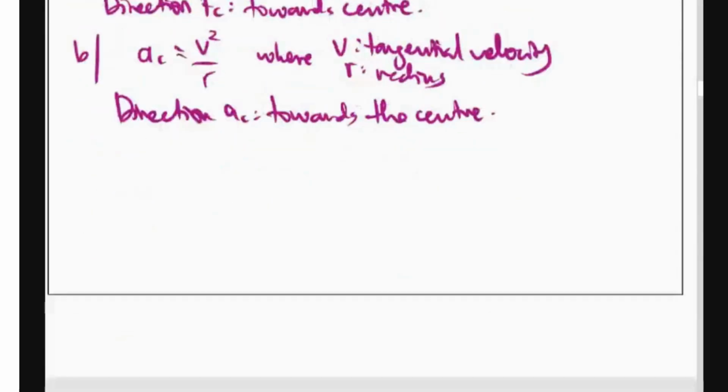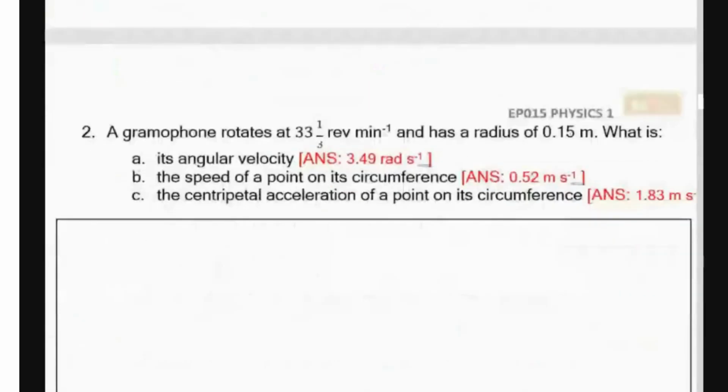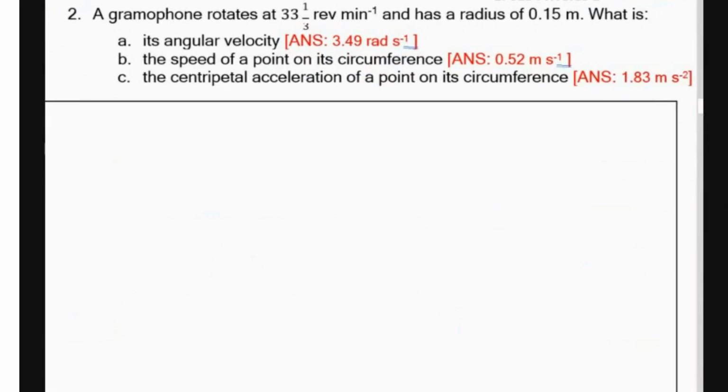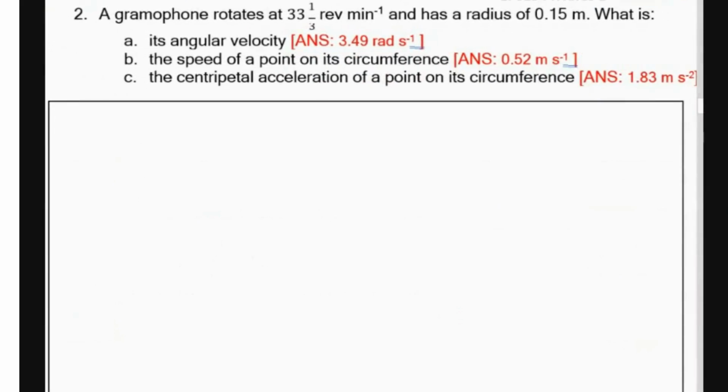Alright, so this is how you do the definition. This is just the basics of circular motion. Normally it brings up only 1 or 2 marks. Okay, next, question number 2. A gramophone rotates at 33 1/3 revolutions per minute. Given omega, omega is 33 1/3 RPM. Revolutions per minute can be shortened as RPM: R stands for revolution, P is the ratio, per, and M stands for minute.